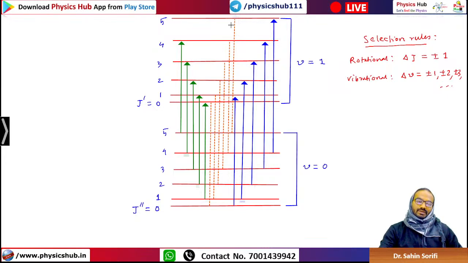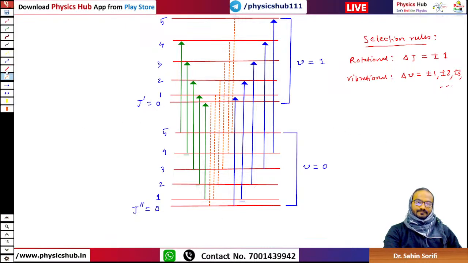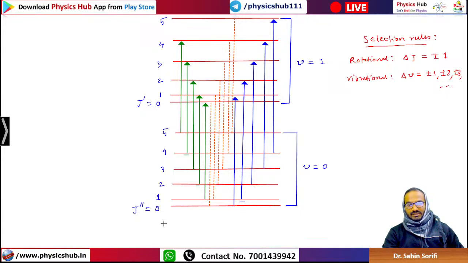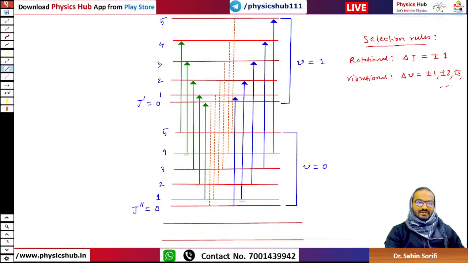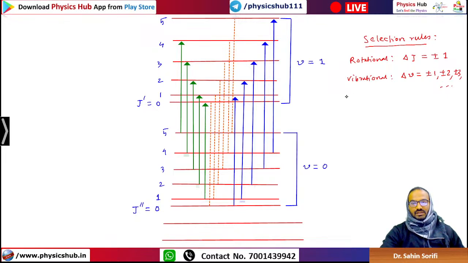So as per the selection rule, we have these two, minus 1 and plus 1. Now these transitions give rise to different branches. And you can see we have considered here V equals 0 to 1. For all these transitions, we are trying to follow delta J equals plus minus 1 and delta V equals plus minus 1. Okay, this one.